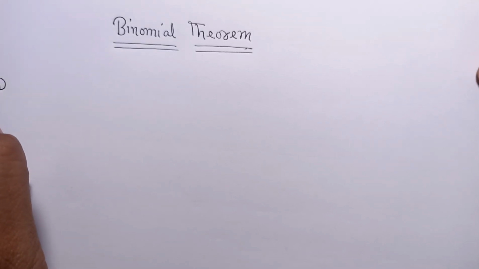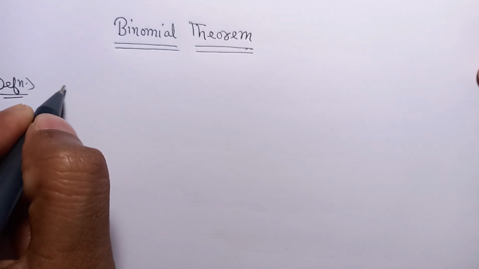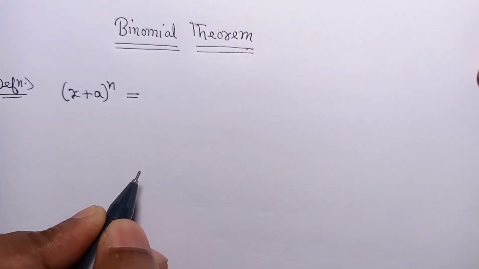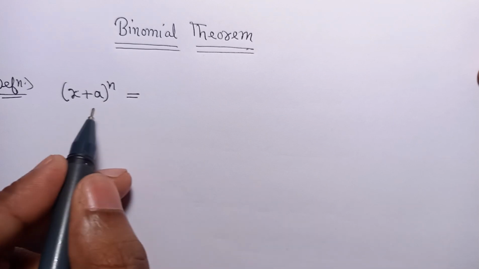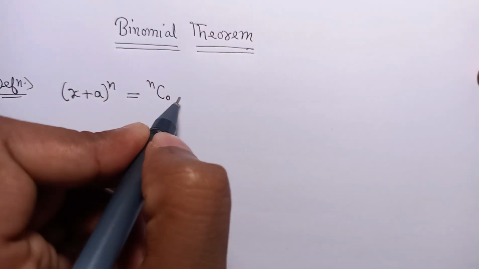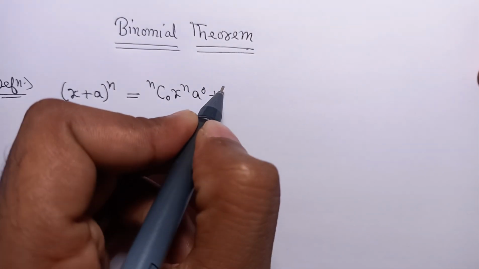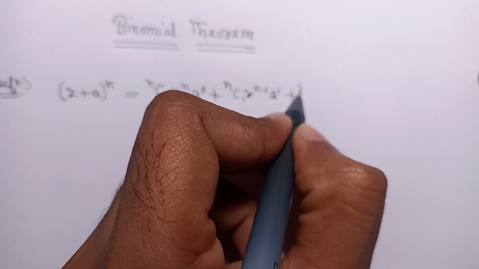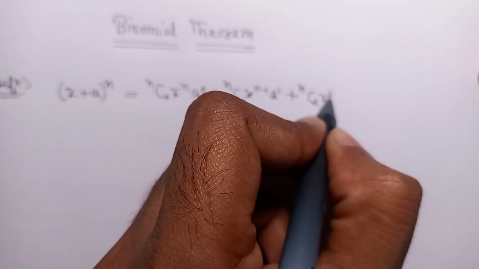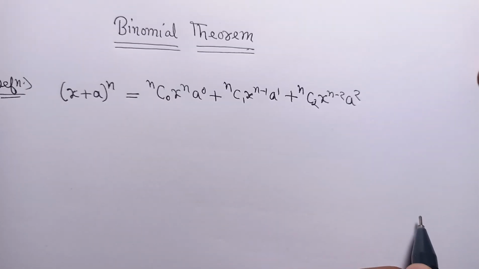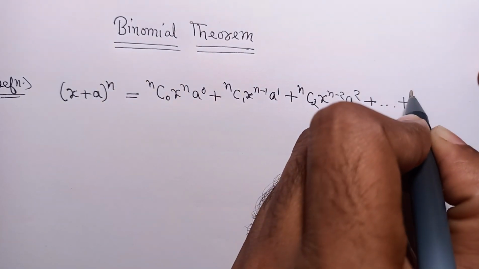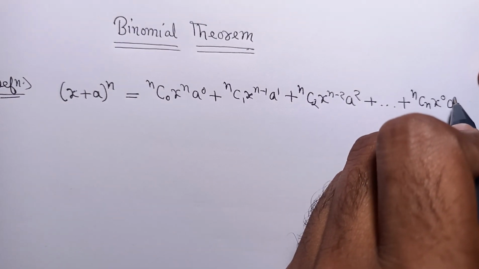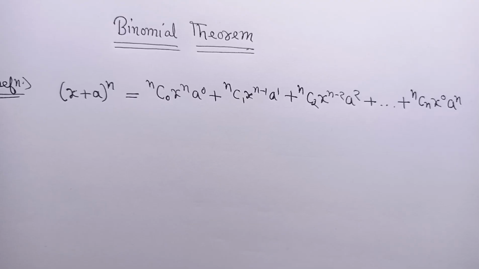According to the definition, whenever you have an expression like (x + a) whole power n, where n is a positive integer, you can represent it like nC0 x^n a^0 plus nC1 x^(n-1) a^1 plus nC2 x^(n-2) a^2 plus up to the last term, which will be nCn x^0, because n minus n is 0, and a^n. So this is the expansion of (x + a)^n.